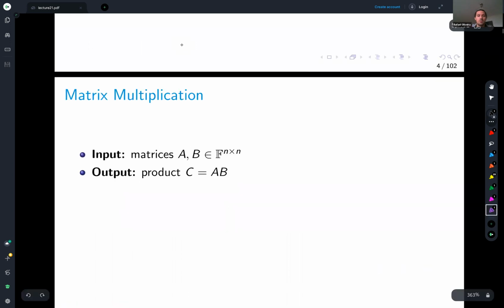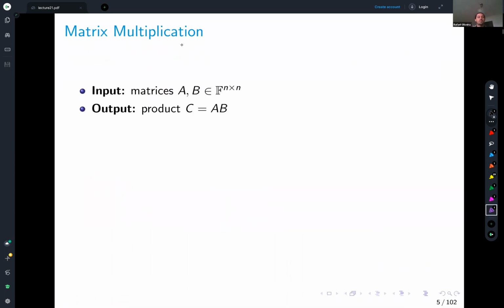Okay. So, all right. Let's cut to the chase here. Now let's talk about matrix multiplication. The matrix multiplication problem is very easy to state. My input here is two matrices A and B, and I want to compute the product of these two matrices. And let's just say that those two matrices are square for now. Let's not deal with rectangular matrices for now.